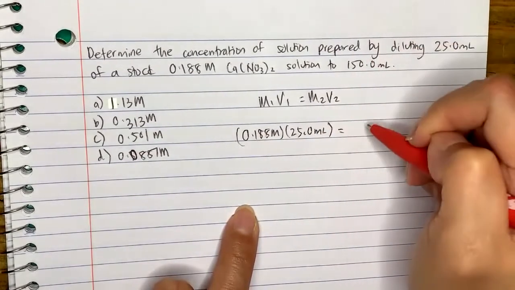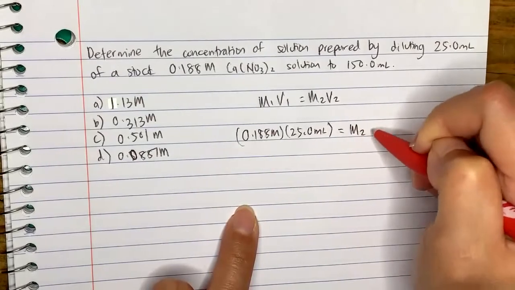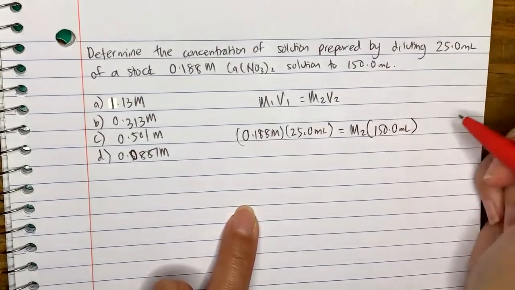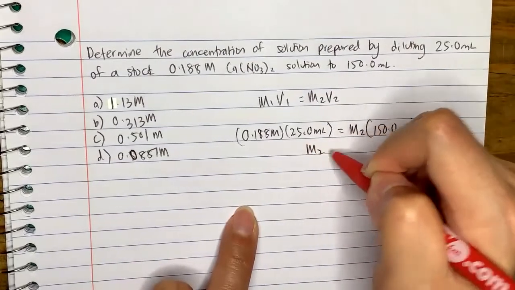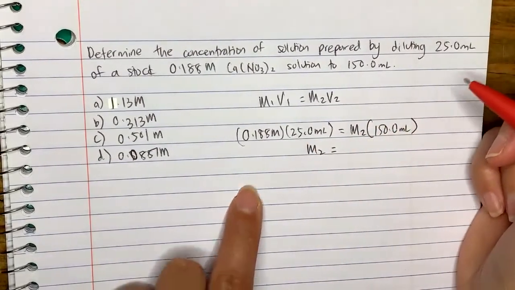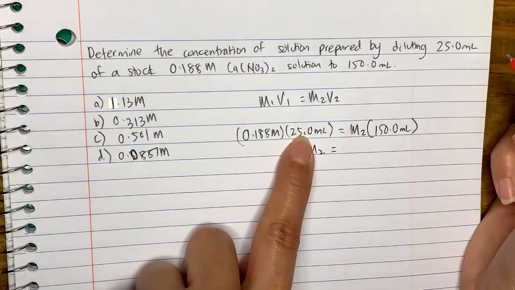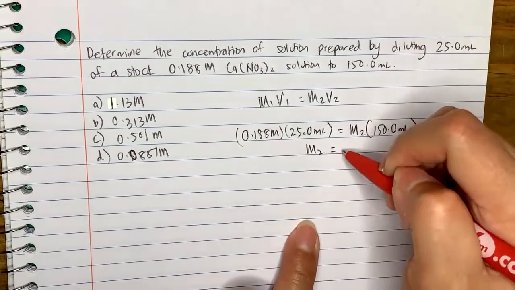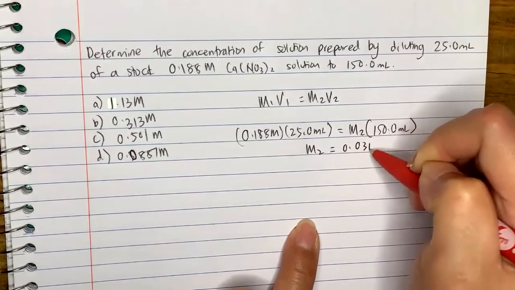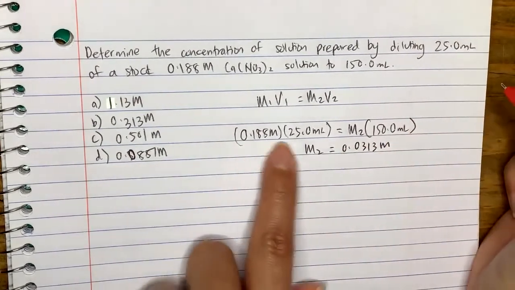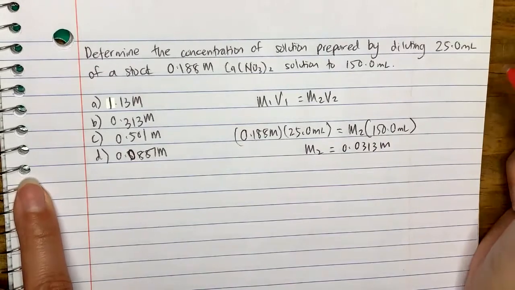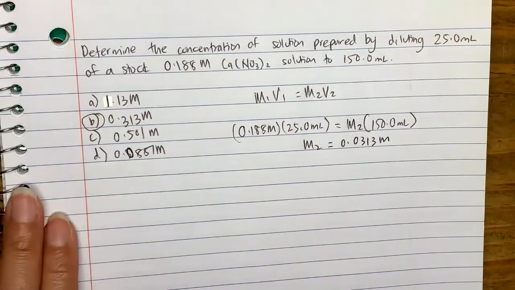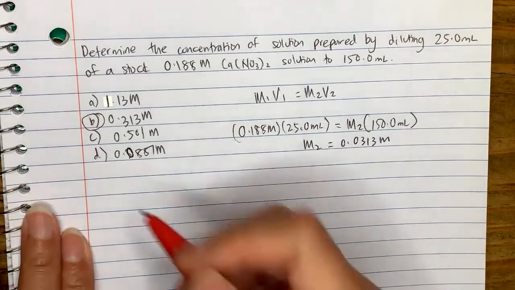And then M2 is what we're looking for. V2 is 150. Okay, let's solve for M2 here. M2 is 0.188 times 25.0 divided by 150.0. You will get 0.0313 molarity. We're keeping 3 sig figs in our answer. So the answer here will be B. Okay? All right, let's do another different one.